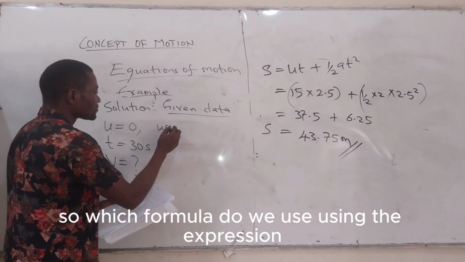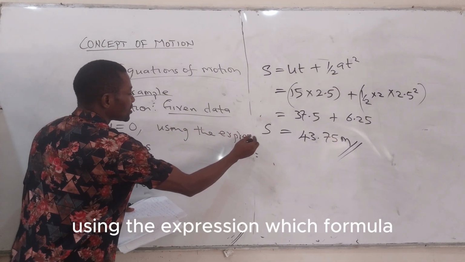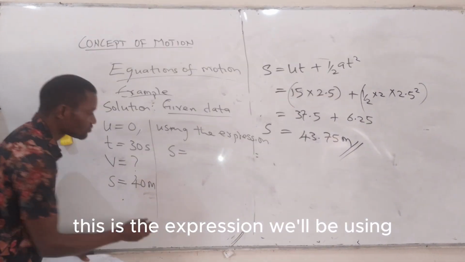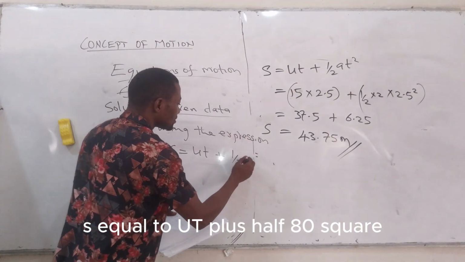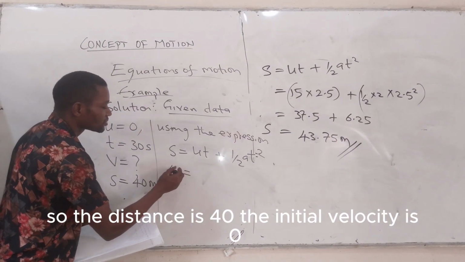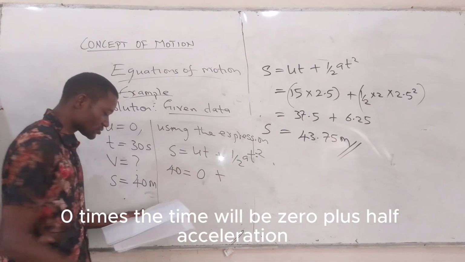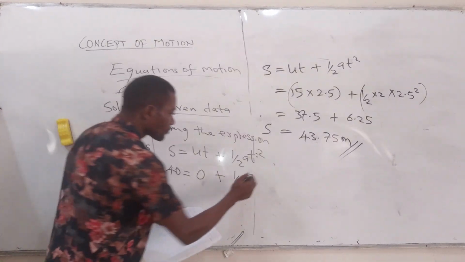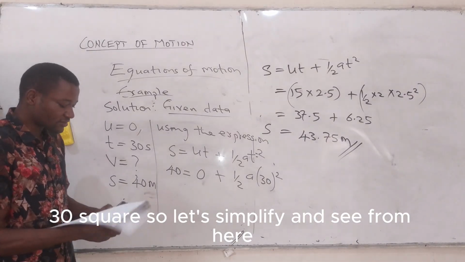Using the expression, which formula, which expression? Write it down. Let me see. Okay, this is the expression we'll be using: S equal to ut plus half at squared. So the distance is 40. The initial velocity is 0. 0 times the time will be 0 plus half acceleration times 30 squared. So let's simplify and see.